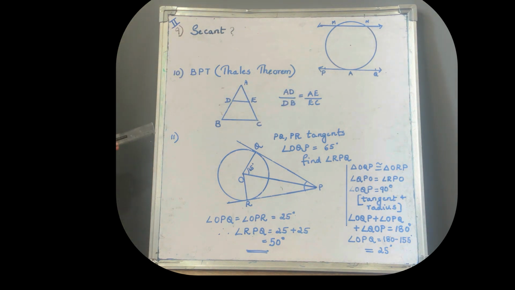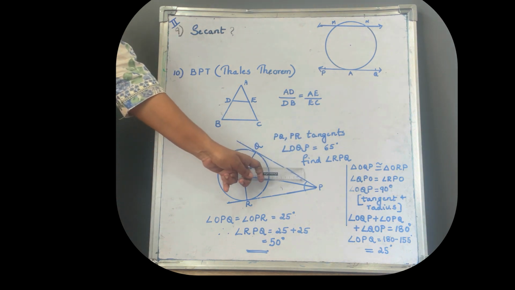We move on to the 11th question. Here PQ and PR are the tangents. They have given angle OQP is 65 degree. We have to find angle RPQ. We have to find this angle.